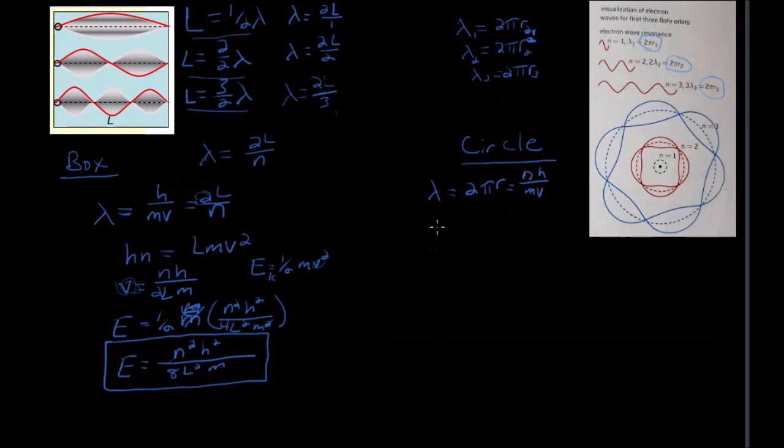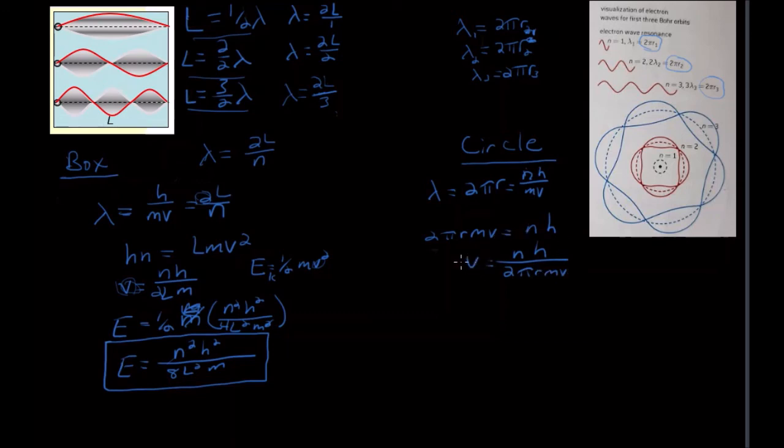So again, let's solve this for velocity. So mv equals nh 2 pi r. Let me see here. I'm looking. Did I do this right? No, I did not do that right, did I? Okay. I need to go back to algebra class. Okay, so 2 pi r mv equals nh. So velocity equals nh over 2 pi r m.